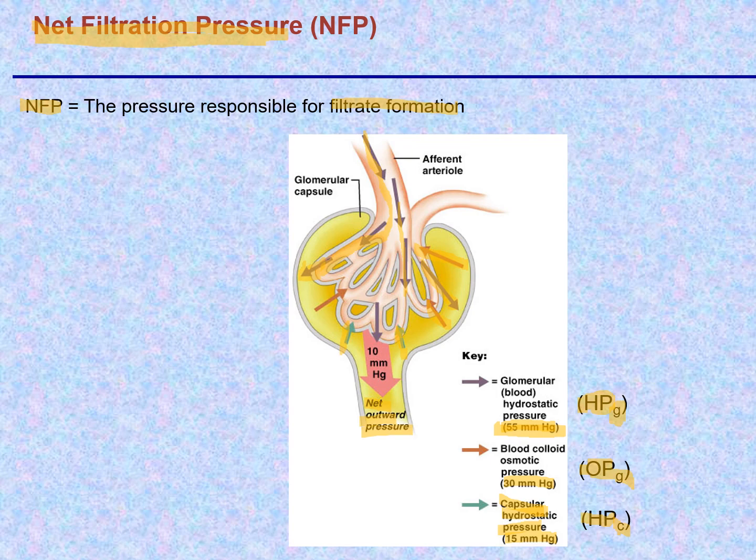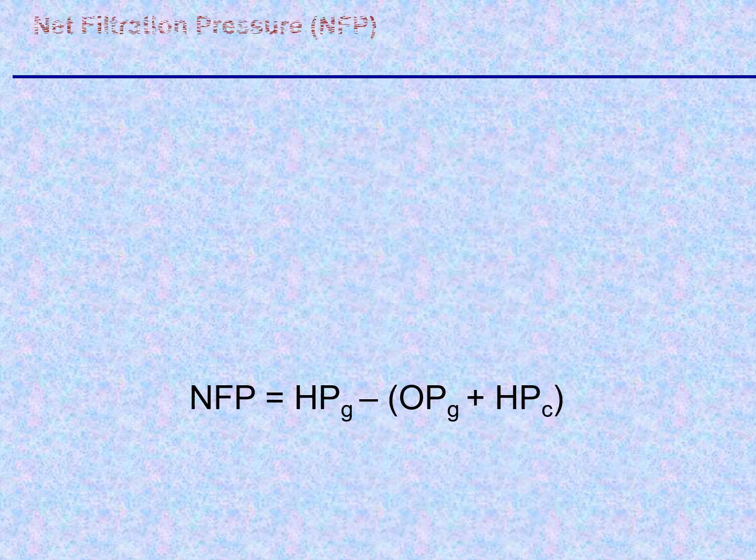You might notice that what's missing is the colloid osmotic pressure in the capsular space. That would be the osmotic pressure of the filtrate fluid in this space. It doesn't have any significant colloid osmotic pressure because it's free of proteins. So that's the net filtration pressure.